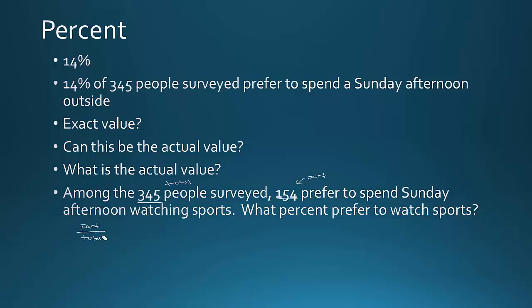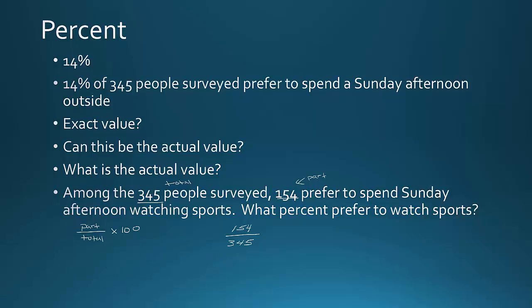That'll give us a decimal. But when we want to turn it into a percent, we're going to have to multiply that by 100. So this is really saying 154 out of the 345 prefer to watch sports.